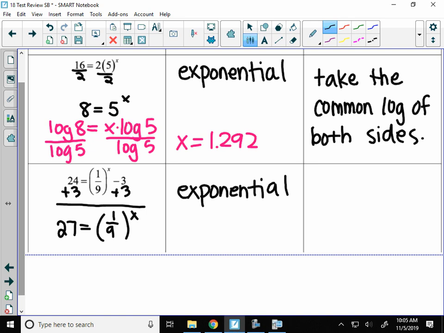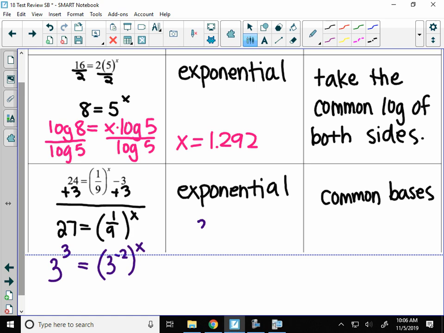Now from there I can tell what method should I use to solve here? Common bases. Could I use a logarithm to solve this if I wanted? Yes, but common bases might be faster. What's the common base here? 3. So I'll have 3 to what power for 27? 3 to the third equals, what's this for 1 over 9? 3 to the negative 2.